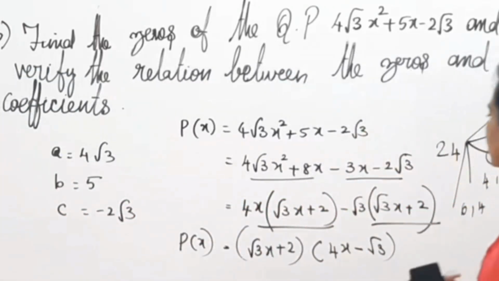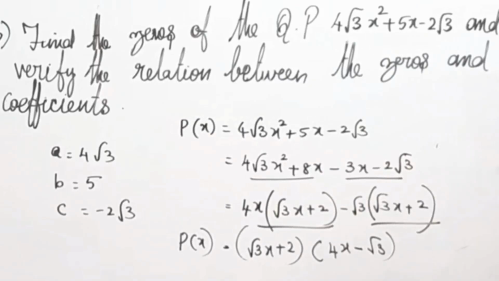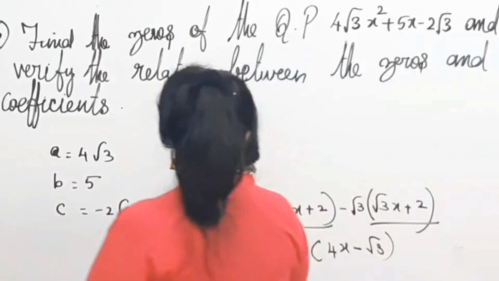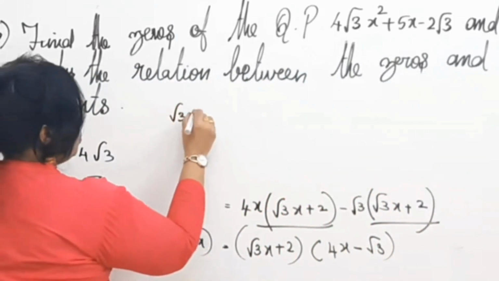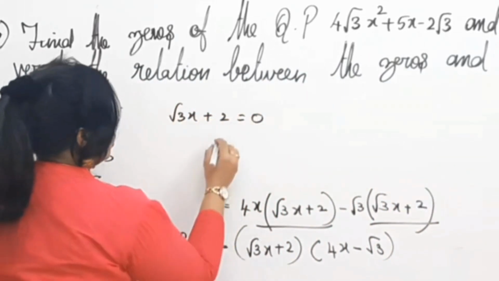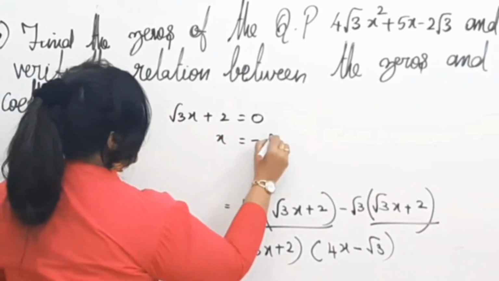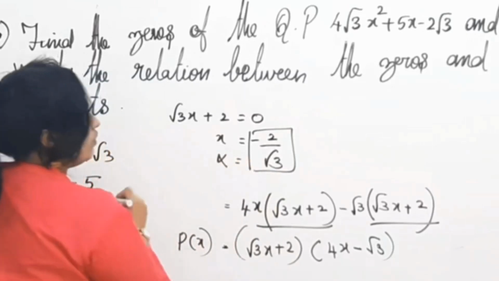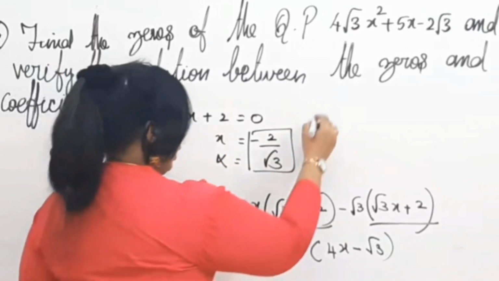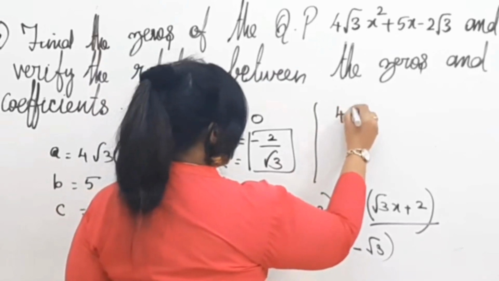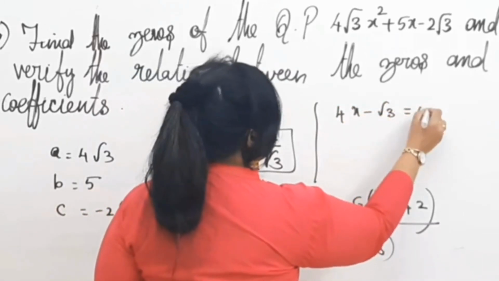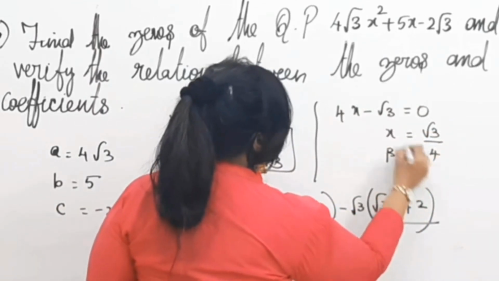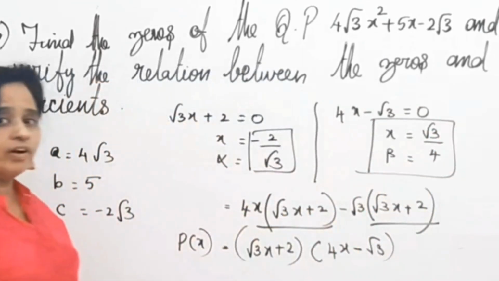So equating each factor to zero, I get x equal to minus 2 by root 3, which is equal to my alpha. And the other value: 4x minus root 3 equal to 0, so x is equal to root 3 by 4, which is my beta. So I got my alpha and beta.